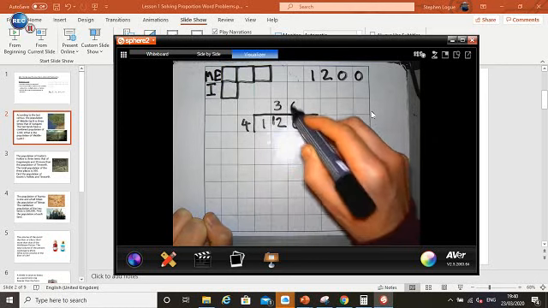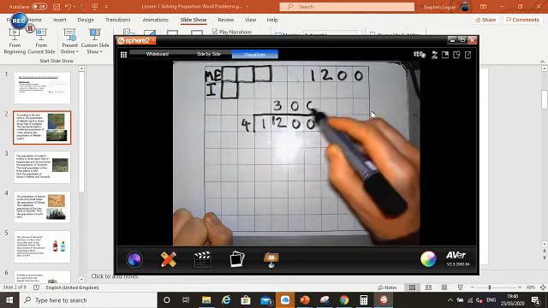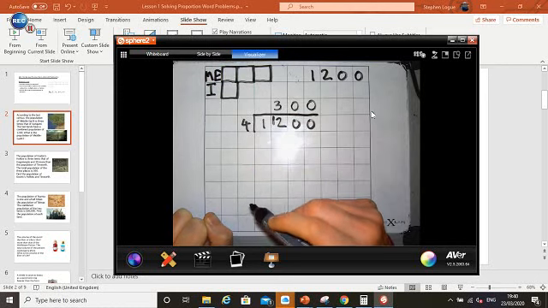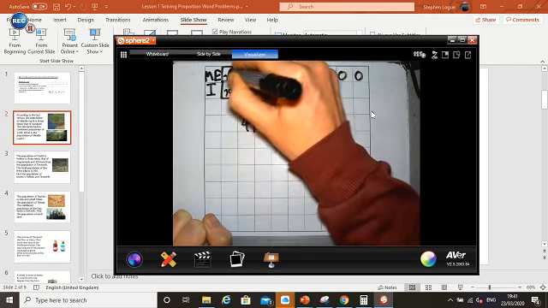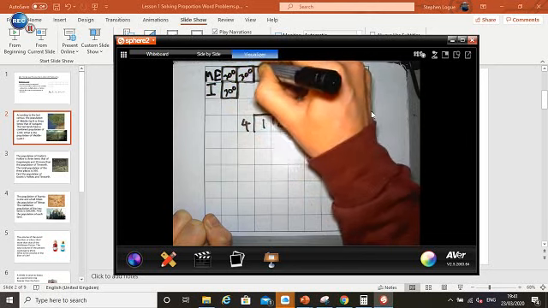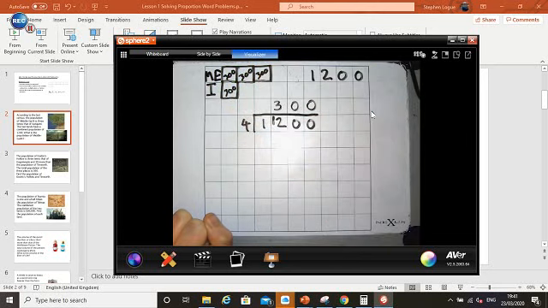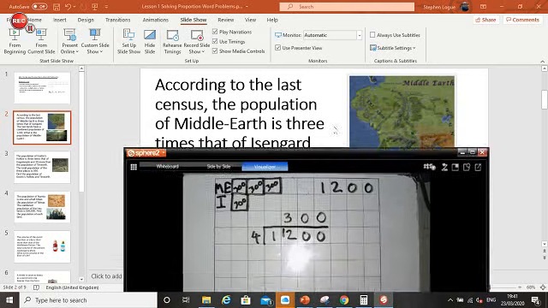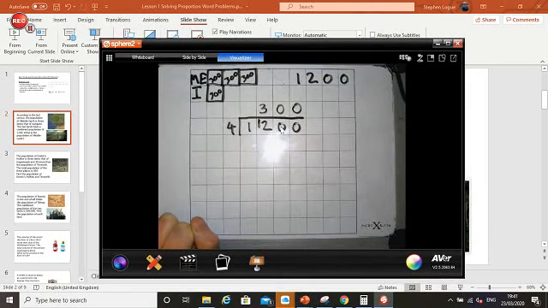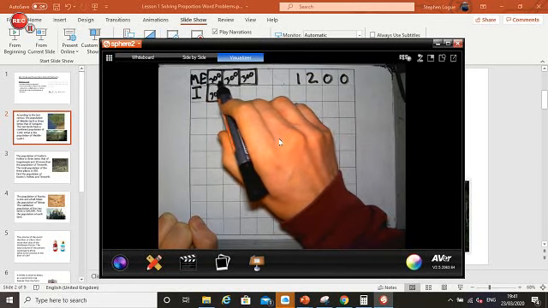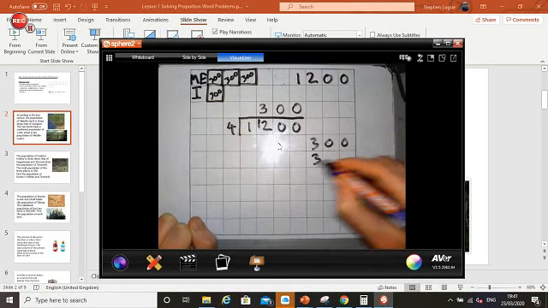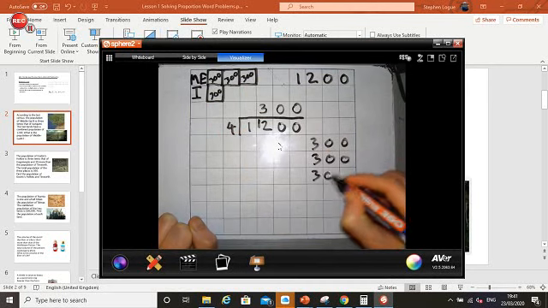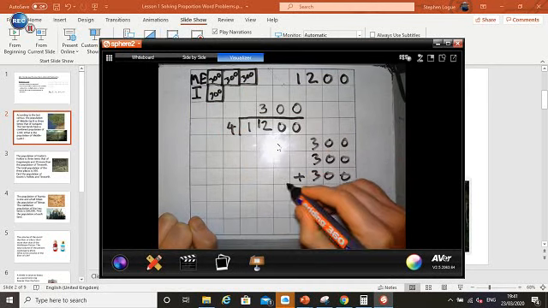The question was asking us for the population of Middle-earth, which means Middle-earth is 3 lots of 300. 300 and 300 and 300. I'm solving it using addition. Some of you may prefer to solve it using multiplication. Whichever way you solve it, hopefully you got 900 as your population of Middle-earth. Good. Right. On to the next question.